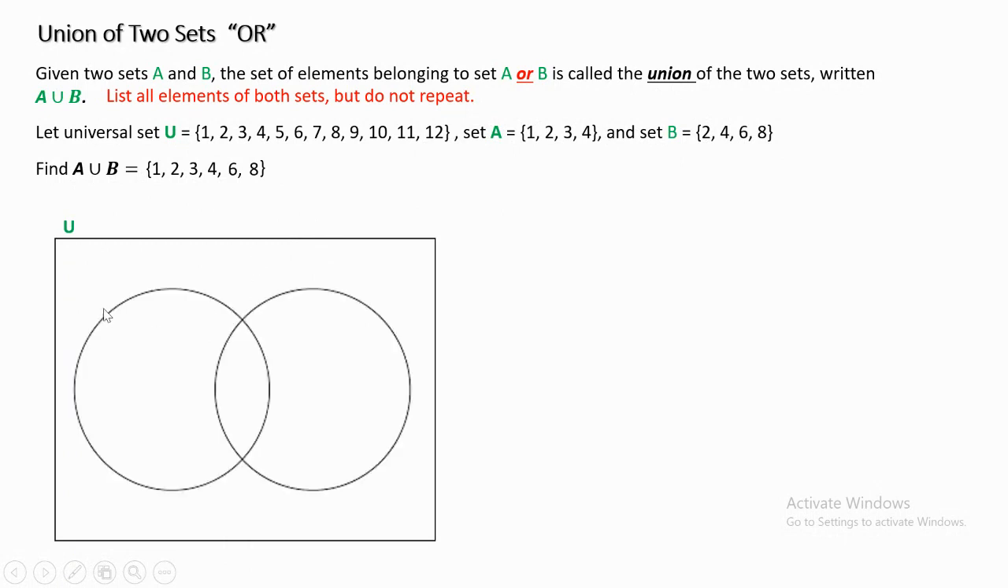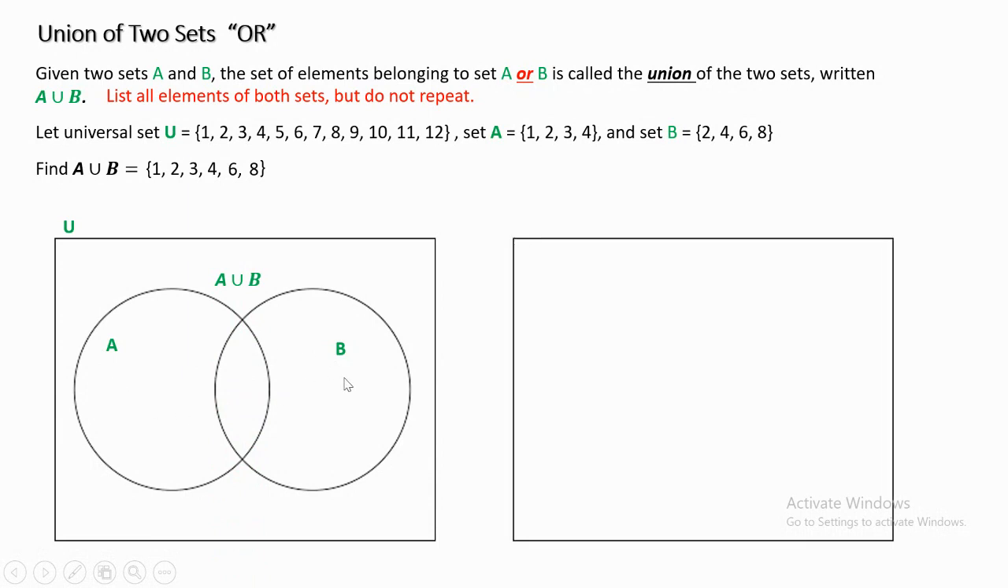There's my universal set. This is set A. This is set B. So A union B will be all this right here. All this right here will be A union B. Everything here. Okay. Now let's do it with elements.